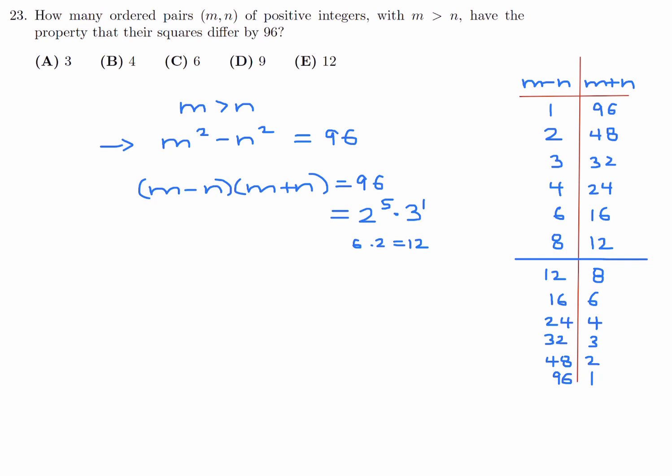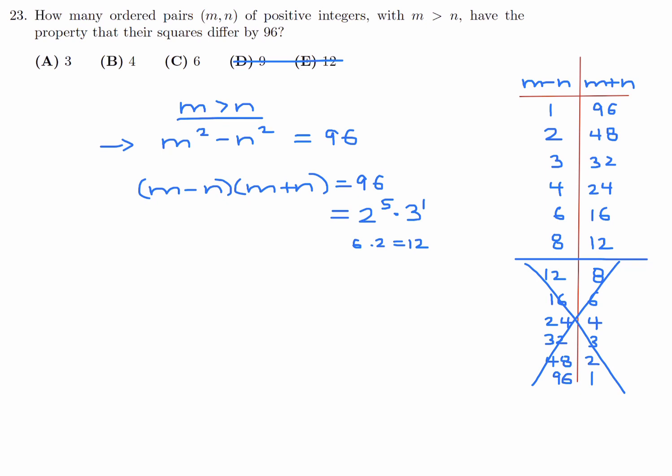But the good news is all of these you don't have to worry about. Why? Because m is greater than n. So if that's the case, then m plus n must be greater than m minus n. And therefore, these guys don't hold that inequality. So we only have to worry about these 6. So the maximum number of possible mn pairs is 6. So that means we can immediately eliminate those two answer choices.